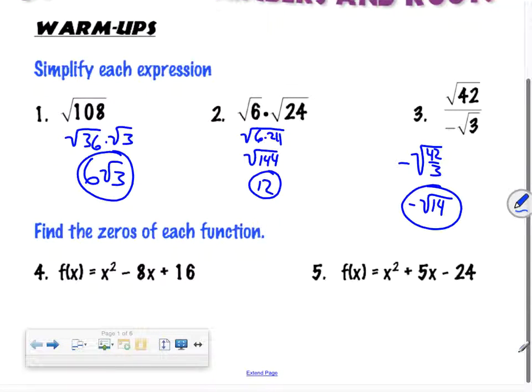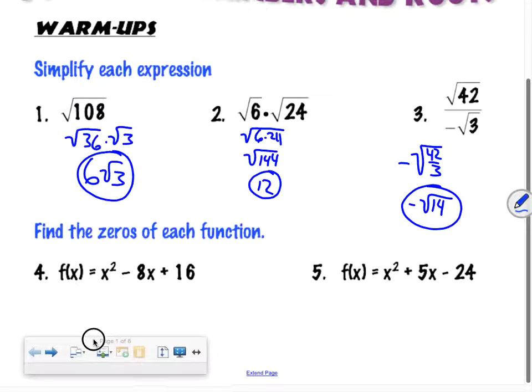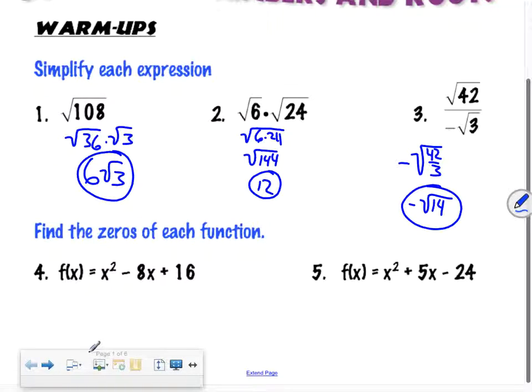Find the zeros of each function. When we're asked to find the zeros, we're trying to figure out what values of x would make the entire function 0. Recall that those same values of x that make the whole function 0 are also the x-intercepts. So let's go ahead and try to figure out what values of x solve this.